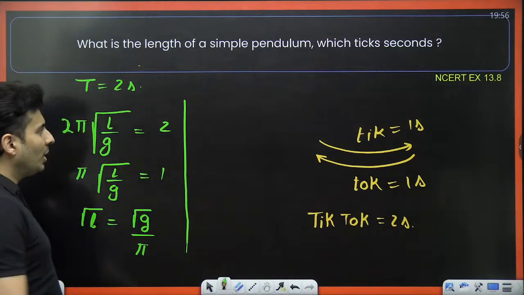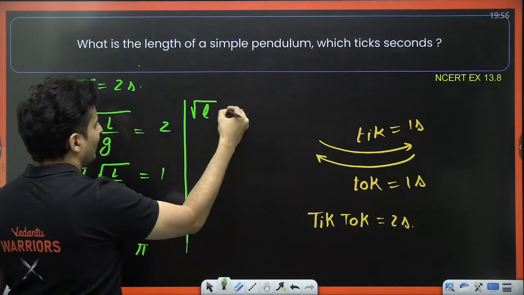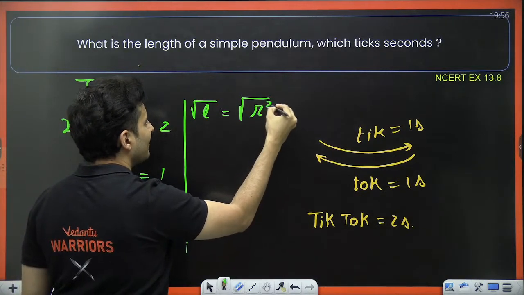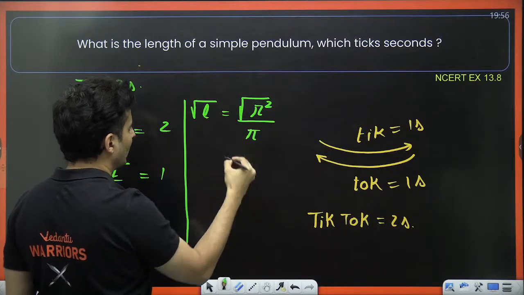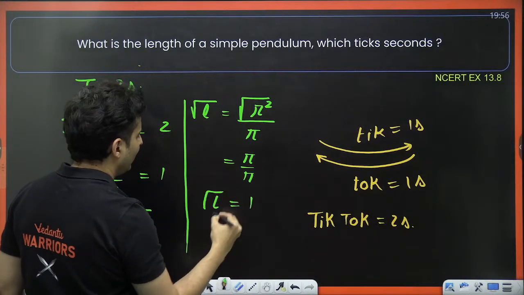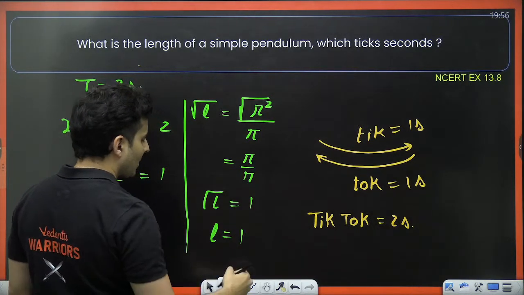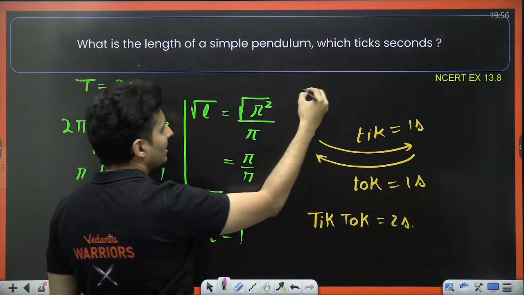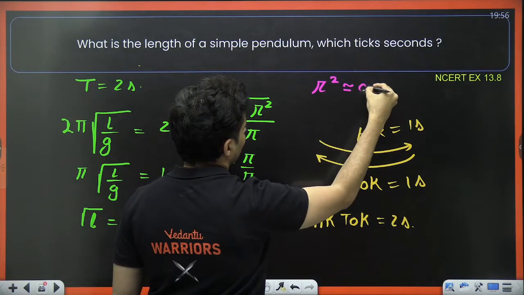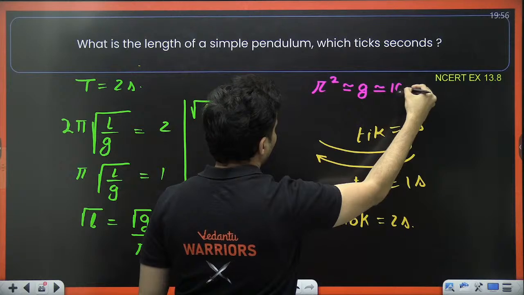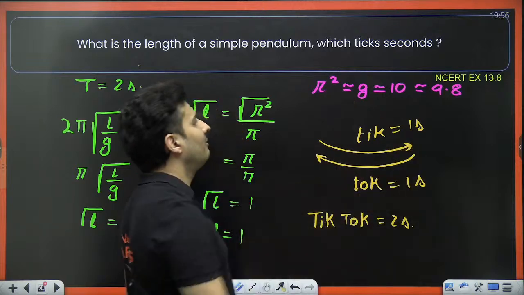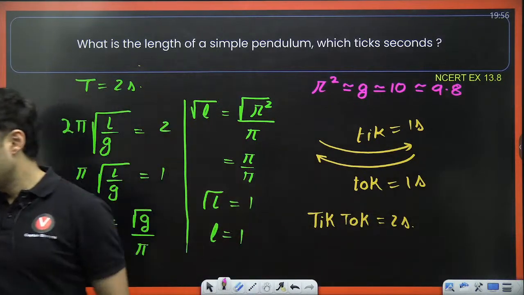So, what is root of G? Actually, G value is approximately pi square. It's a very good approximation. So it will just become pi by pi. Pi by pi is 1. So root of L is 1. So L is 1. This is a very, very important approximation. This has come many times and you should know this. Pi square is approximately G, which is approximately 10, or approximately 9.8. A very valid and important approximation. I'm putting it over there.